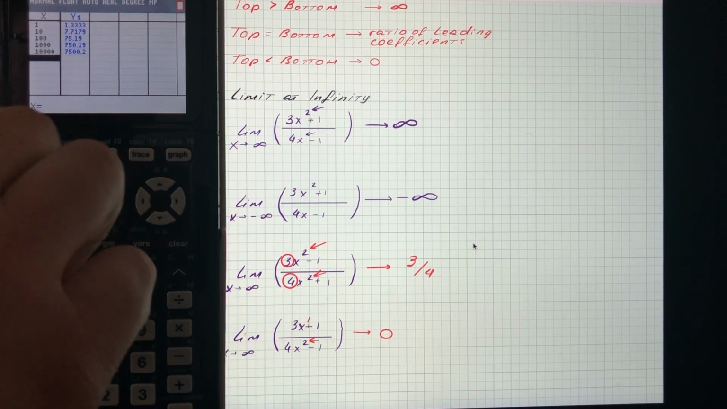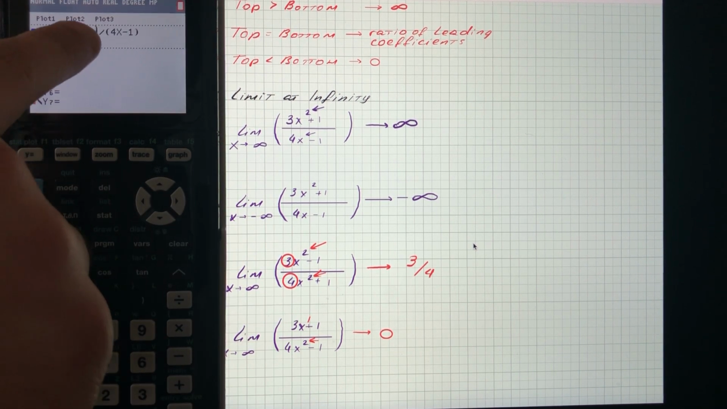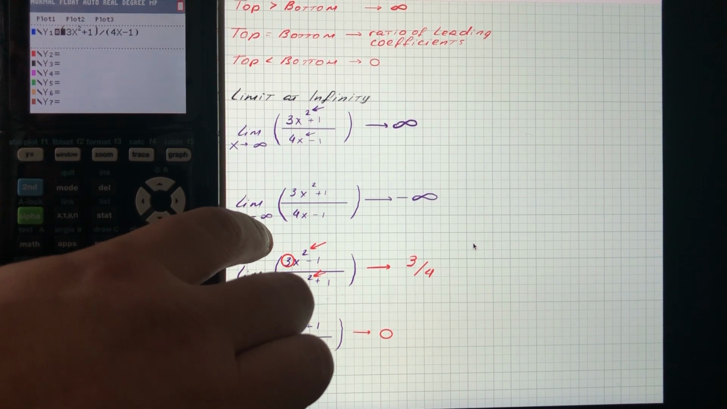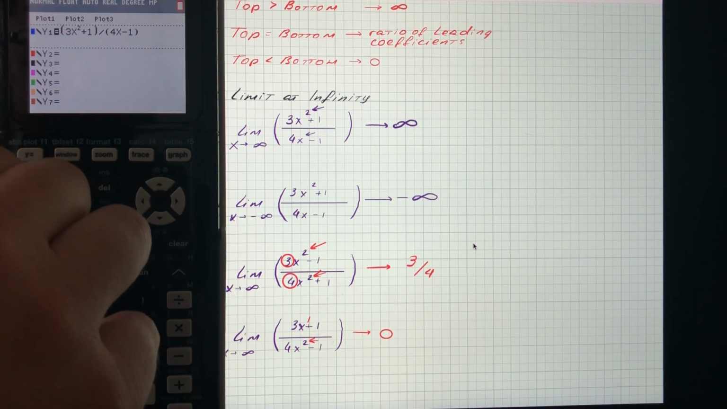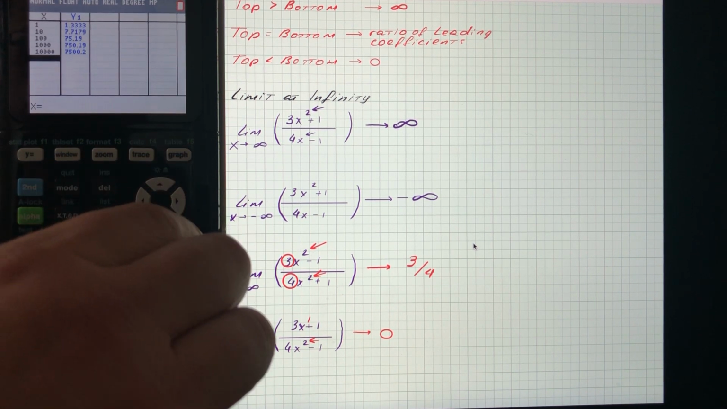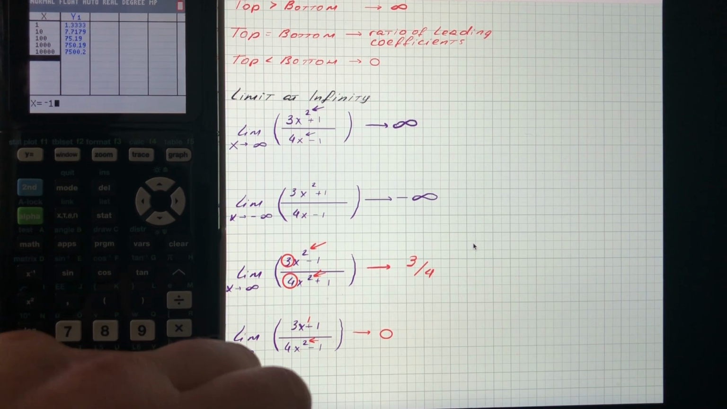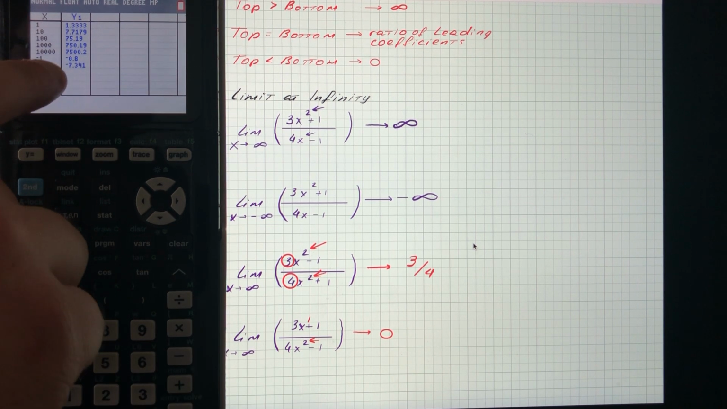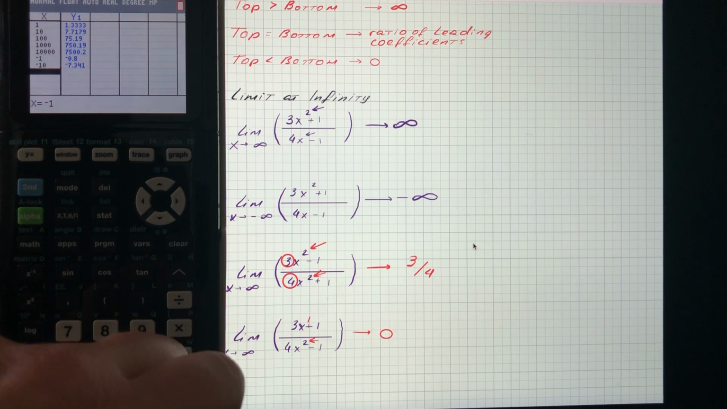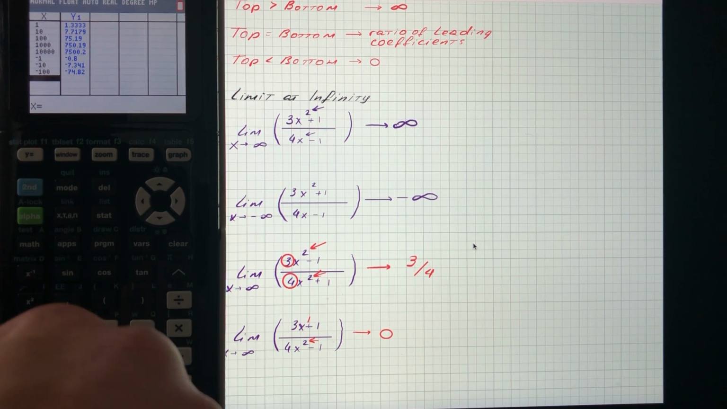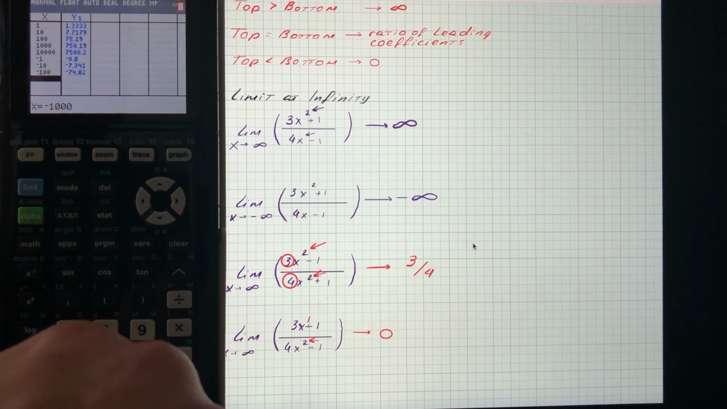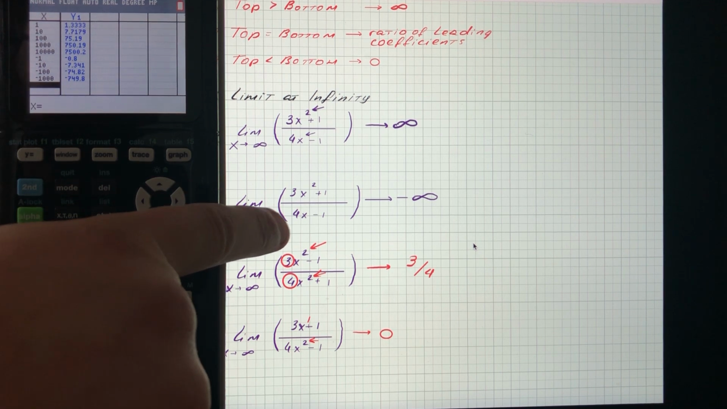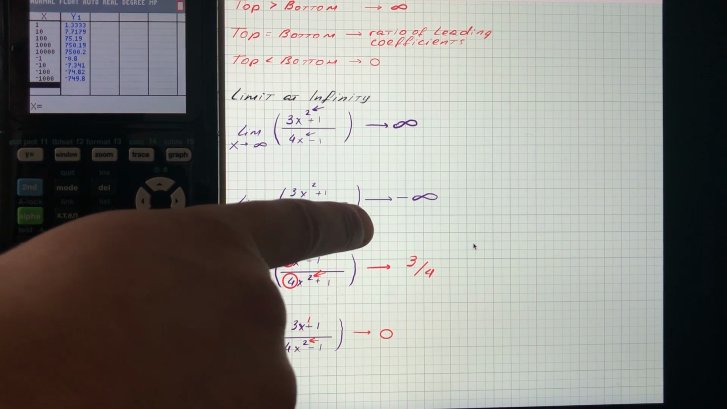This time the function is the same, 3x squared plus 1 divided by 4x minus 1, but this time we're going to negative infinity. So we are plugging in negative numbers and seeing what happens to the ratio. So here is the table. Now let's plug in negative numbers. Negative 1, we get a negative number. Negative 10, the answer stays negative but gets more and more negative, which means it's getting smaller and smaller. So here are again more negatives, and that shows numerically with a calculator that in fact our limit is going to negative infinity, just like what we said.